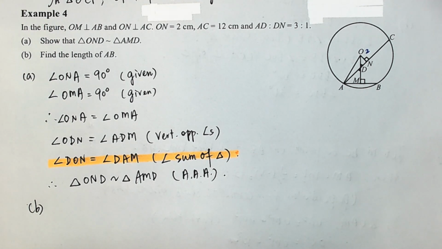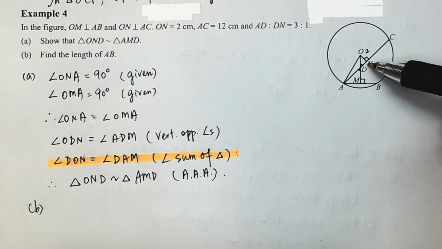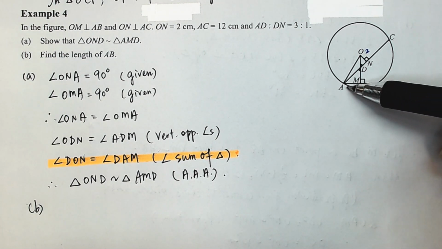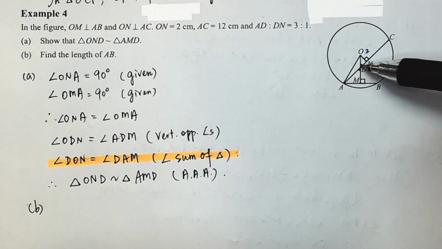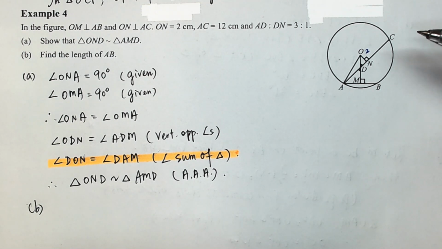And AD to DN is 3 to 1, so I can find AD and I can find DN. And of course, I have a pair of similar triangles, so I can use the corresponding sides to find it. Because I have DN, the corresponding side of DN would be AM. And the corresponding side of AD would be OD. So we need to use Pythagoras theorem on triangle OMD. So let's start.